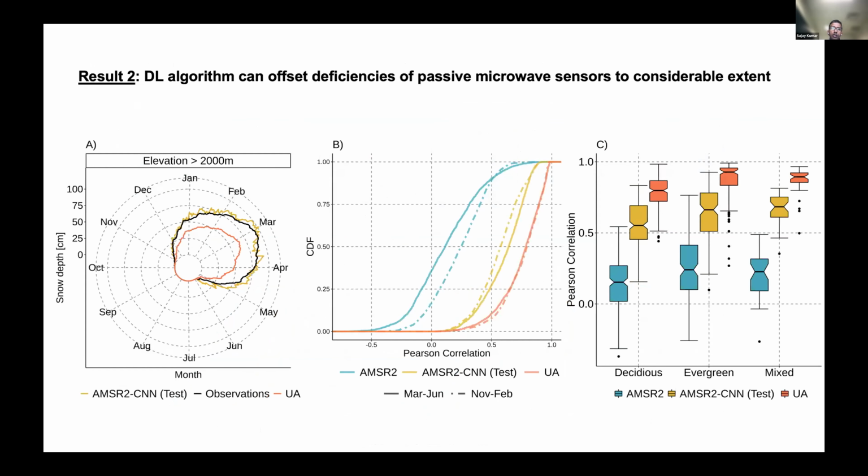Another question is whether these algorithms can address some of the known deficiencies of microwave sensors. The standard approach does fairly poorly over deep snow and over forest areas.